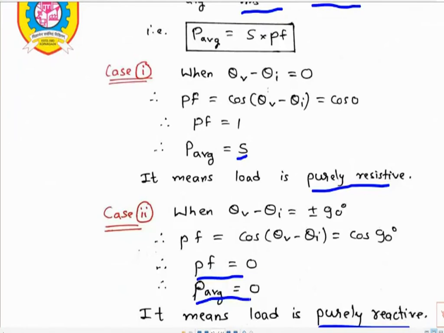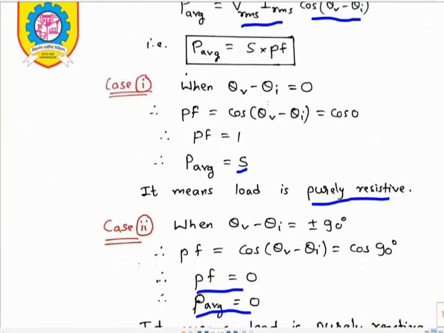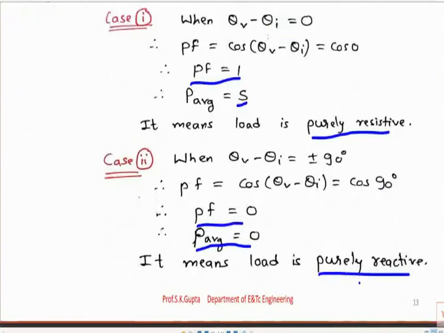Okay. So just look at the first case number 1. We will just do the repetition. So when theta V equal to theta I, cos 0 means 1, power factor is 1, load is purely resistive in nature. When theta V minus theta I equal to 90 degree or minus 90 degree, then cos 90 is 0, that means power factor is 0 and load is purely reactive in nature. So these two conditions you must remember, and the conclusion from condition number 1 is that if the voltage and current have the same angle, then the load is resistive in nature.